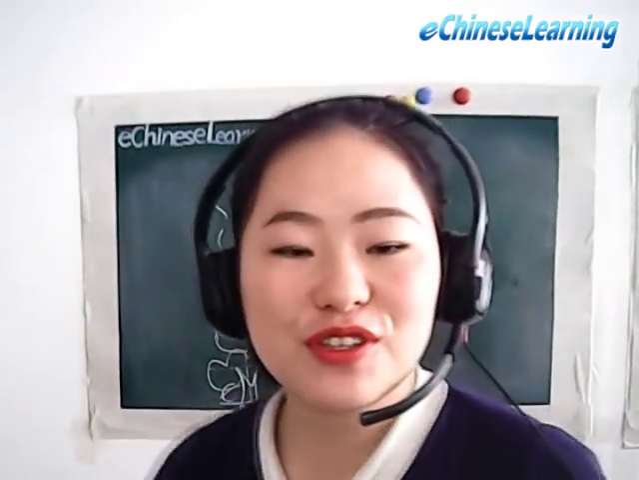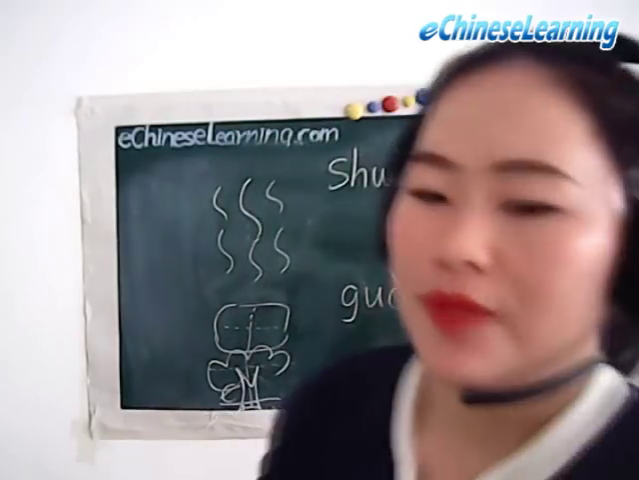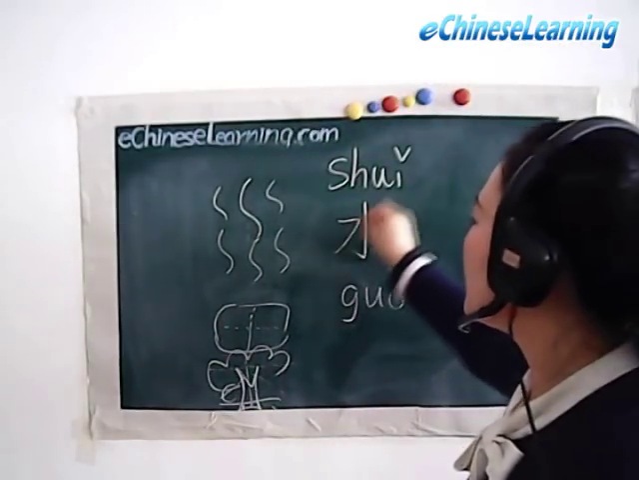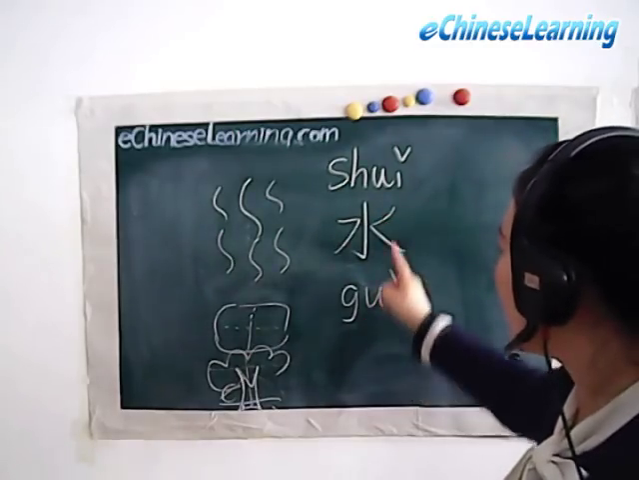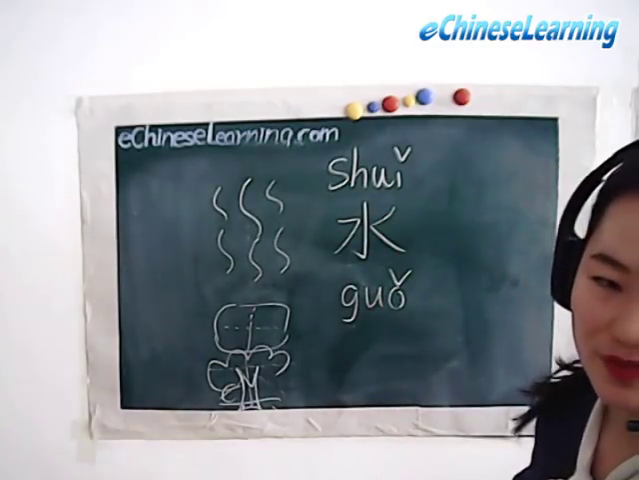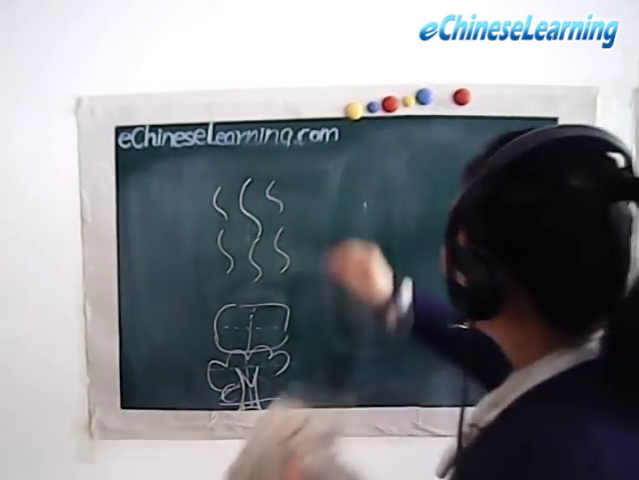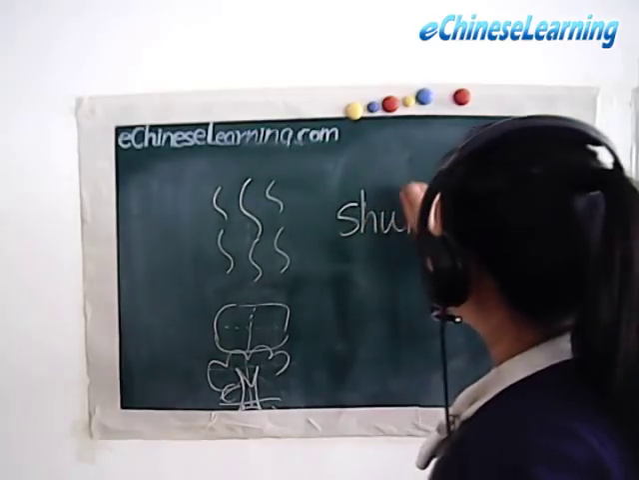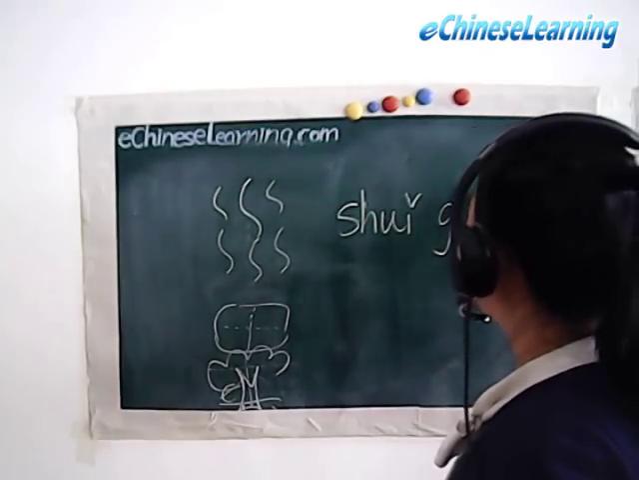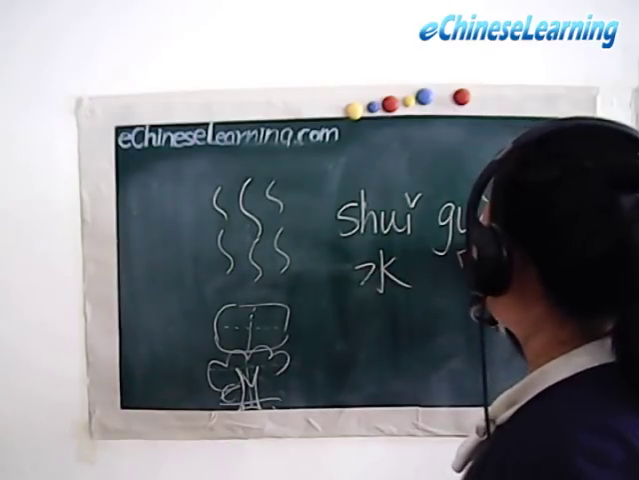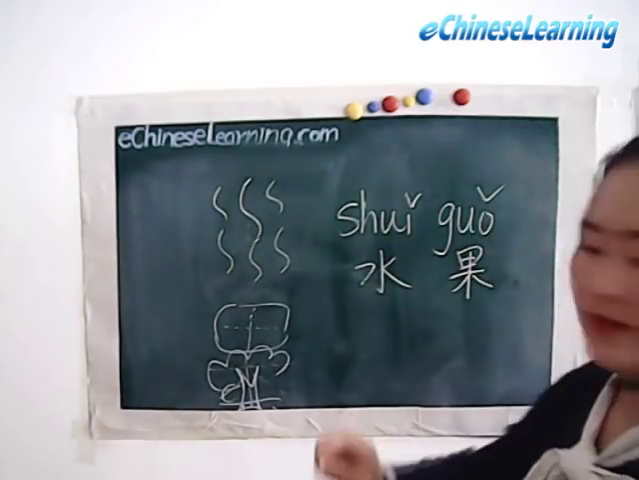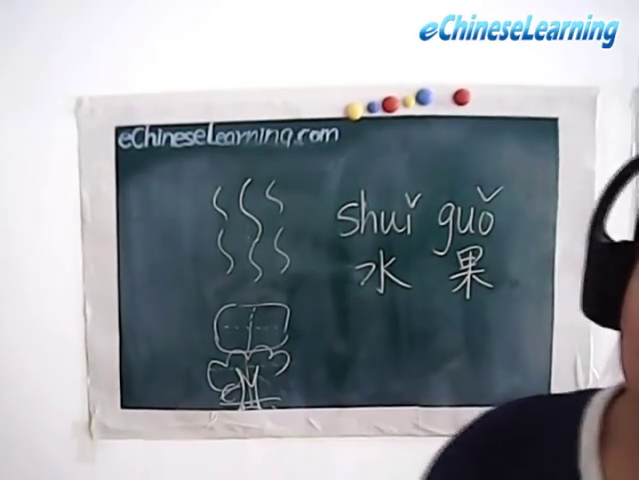I see you wrote the first character is 果, the second character is 水. Very good. And please pay attention, fruits. This word, in Chinese we read it as 水果. So in the future, if you write the word, you should write 水 first and then write 果. Okay? So like this, we write like this. 水果 means fruits. 水果. Okay, you did very well.